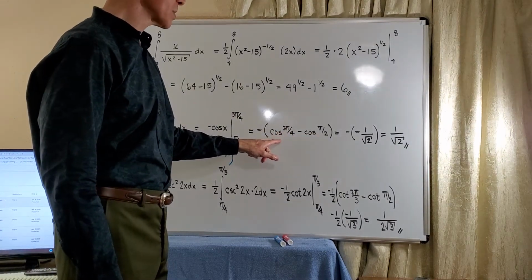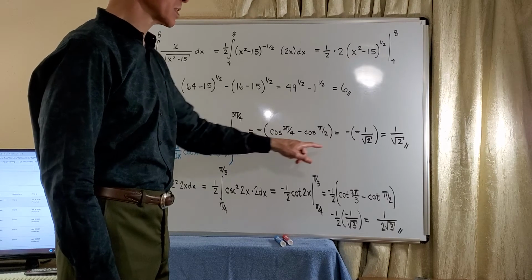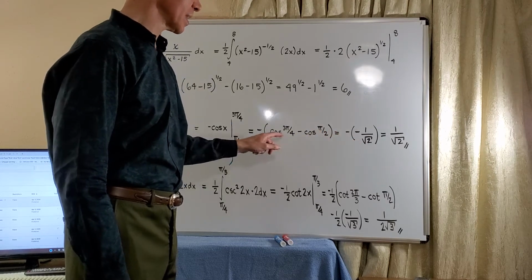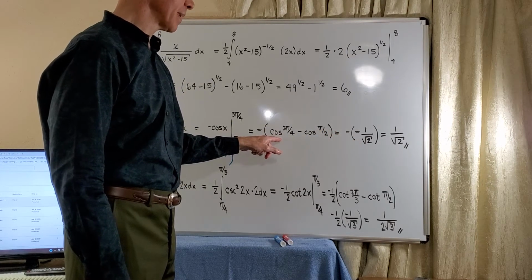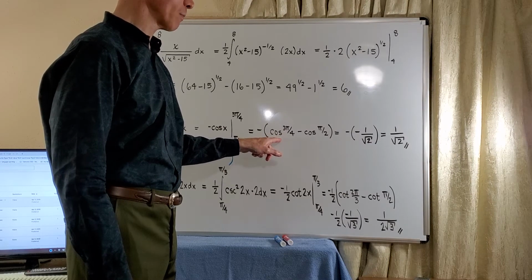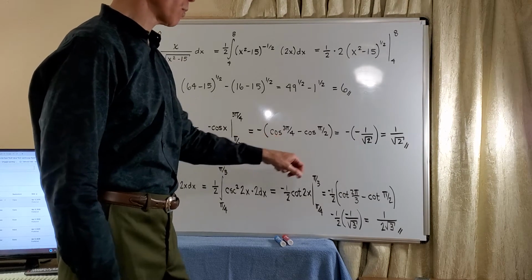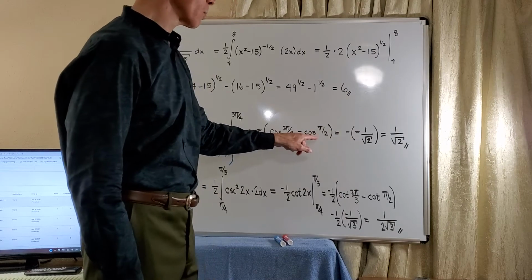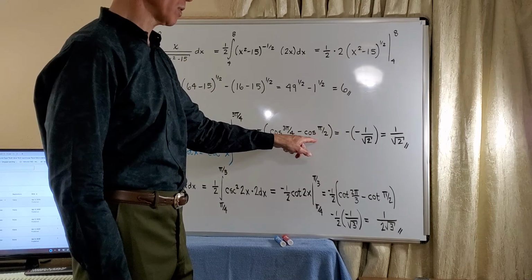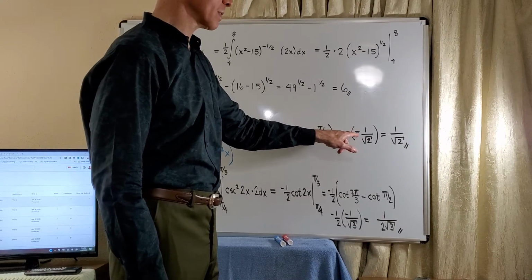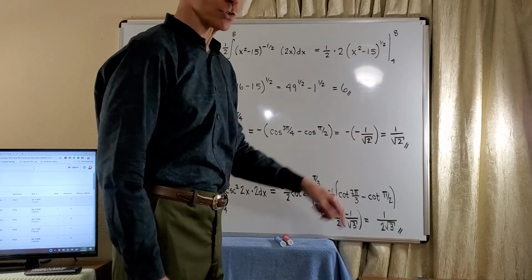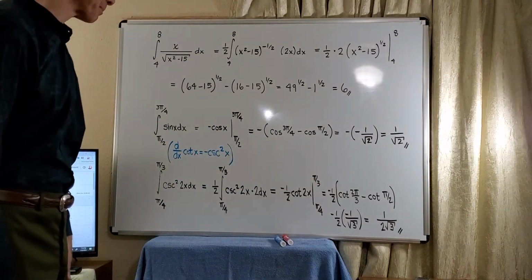Of course, cosine of 3 pi over 4 is just negative 1 over root 2. We just think of the reference angle in the first quadrant, pi over 4, and of course in the second quadrant we have a negative, and then of course cosine of pi over 2 is 0. So we have the additive inverse of the additive inverse, so our answer is 1 over root 2.